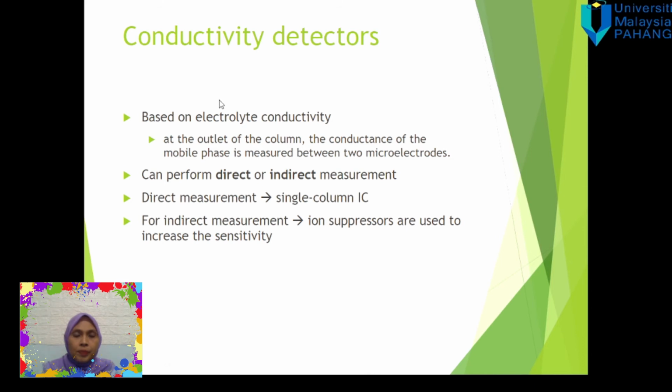And the last part is the conductivity detectors, based on the electrolyte conductivity. Most detectors in IC are based on electrical conductivity, because ions have an electric charge. That's why the measurement of the detector is based on electrical conductivity, and it can be performed direct or indirect. Direct measurement is single column. Indirect measurement uses an ion suppressor, which is used to increase the sensitivity. These are the detectors used in IC based on electrical conductivity.